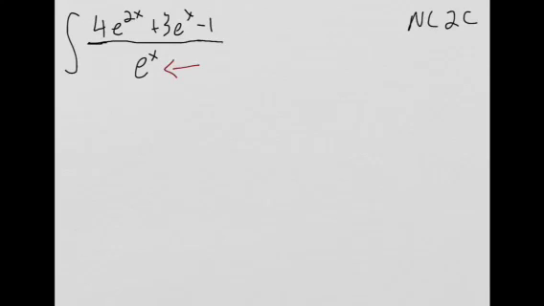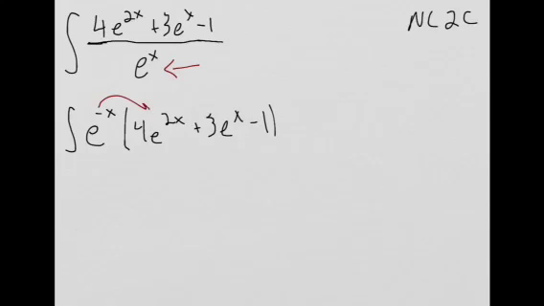So I'm going to rewrite this as the integral. If I move it to the top of the fraction, then it becomes e to the negative x times what all that stuff in the top was. So 4e to the 2x plus 3e to the x minus 1. Now what I can do is distribute this into each of these pieces.